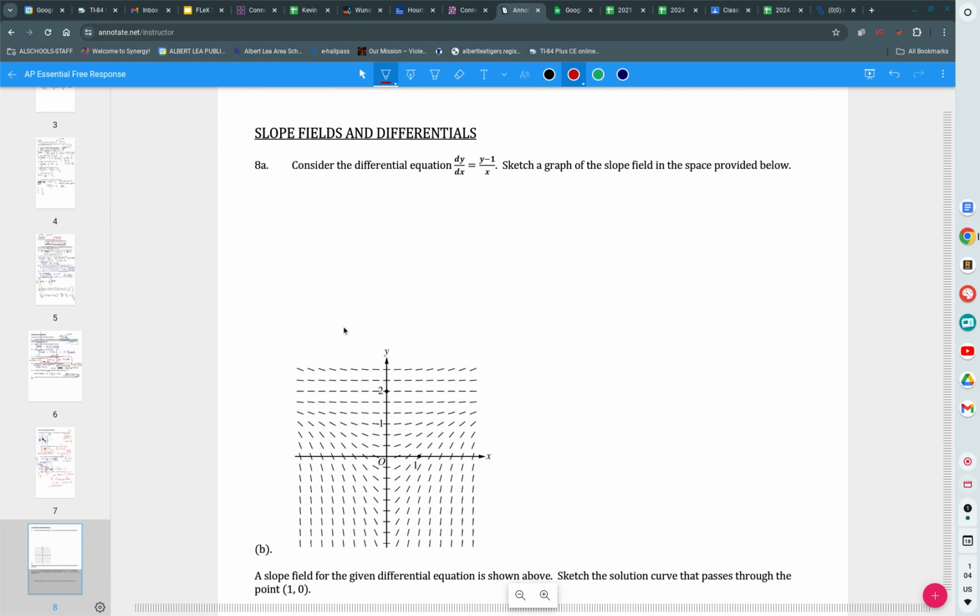Consider this differential equation right here. Sketch a graph of the slope field in the space provided. Suppose that we had a slope field that looked like we're going to kind of just make it ourselves, where we have this type of thing. Okay, we'll put some dots in there. We're just going to do a couple dots, folks, not many.